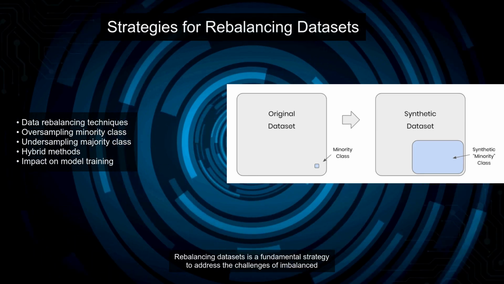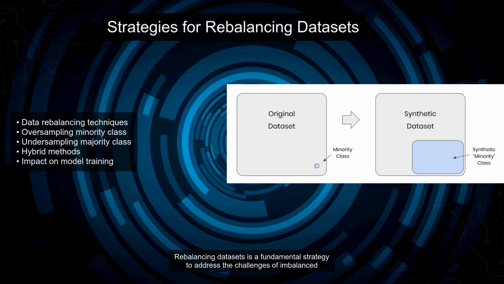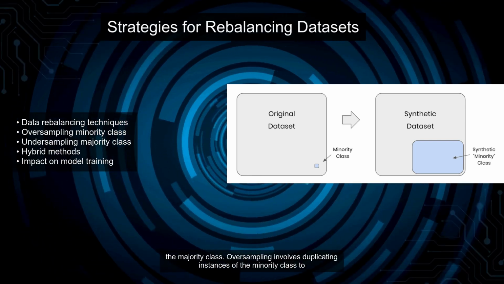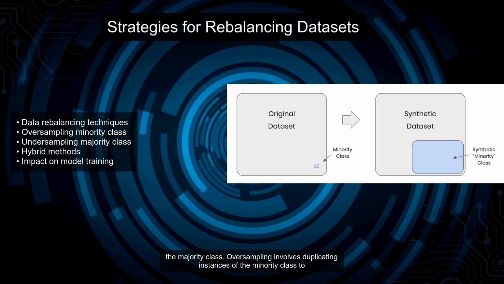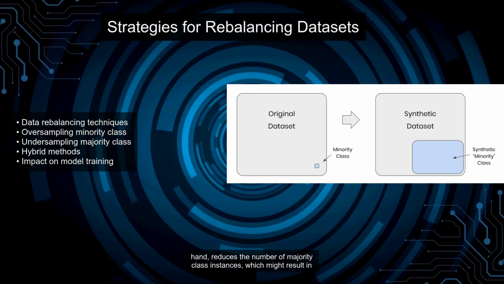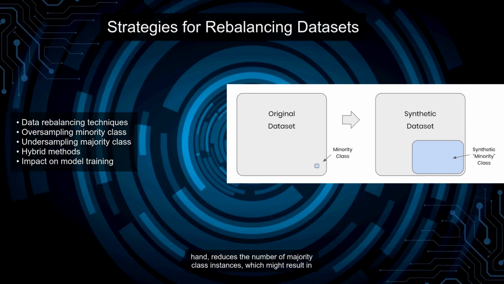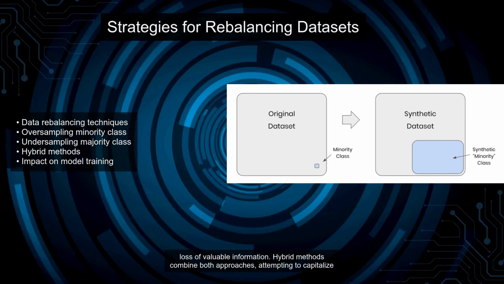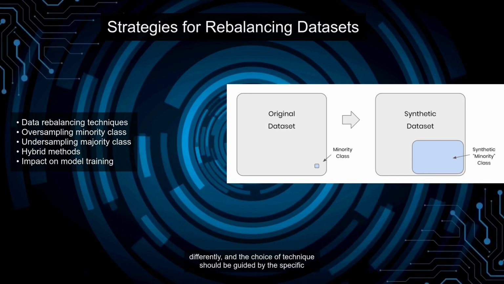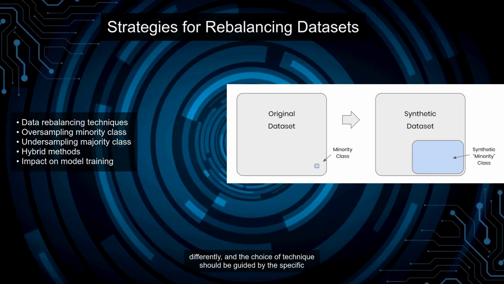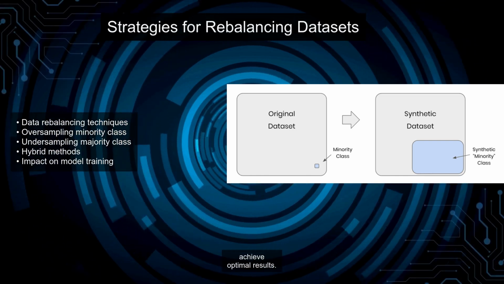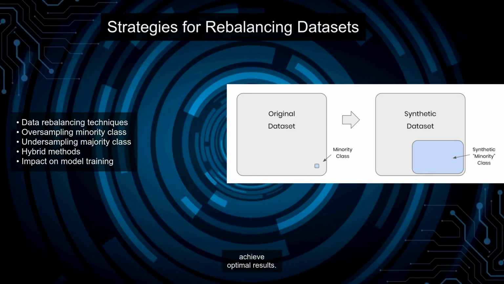Rebalancing datasets is a fundamental strategy to address the challenges of imbalanced data. The two primary techniques are oversampling the minority class and undersampling the majority class. Oversampling involves duplicating instances of the minority class to balance the dataset, which can lead to overfitting. Undersampling, on the other hand, reduces the number of majority class instances, which might result in loss of valuable information. Hybrid methods combine both approaches, attempting to capitalize on their strengths while mitigating their weaknesses. Each method impacts model training differently, and the choice of technique should be guided by the specific dataset and problem context. Experimenting with different strategies is often necessary to achieve optimal results.